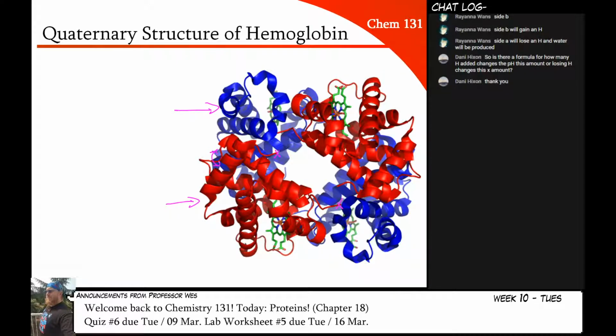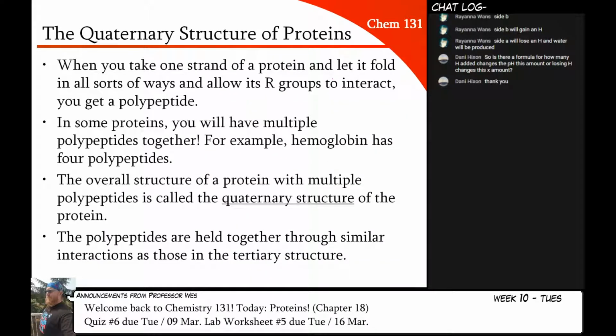And those interactions, which are all the same interactions we just talked about, so they could be disulfide bridges, they could be hydrophobic interactions, they could be hydrogen bonding, they could be ion bridges, whatever. Those make up the giant macrostructure of multiple proteins that we see. And that is the quaternary structure.